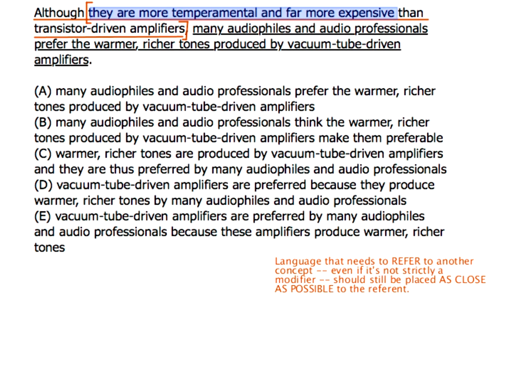Yeah, the other kinds of amplifiers, right? So the orange text, the orange box text in a sentence refers to the other kind of amplifiers. So you should put the other kind of amplifiers as close as you can.